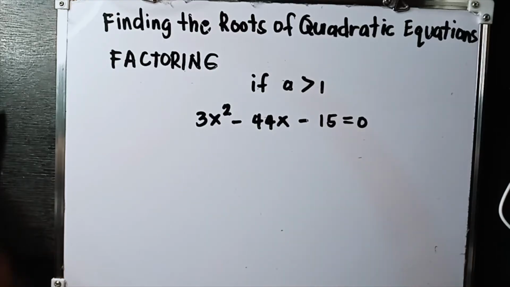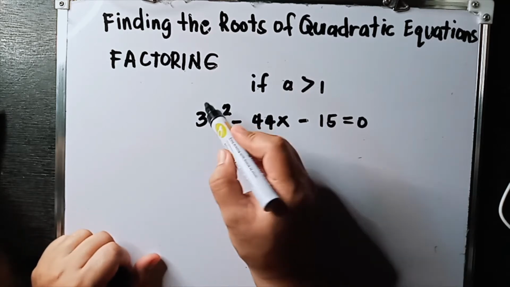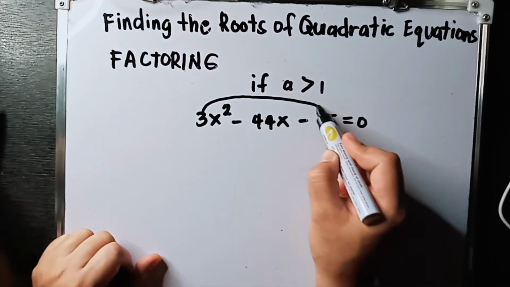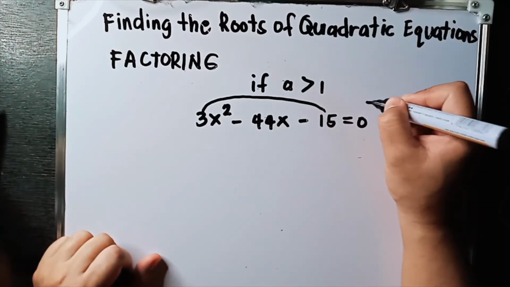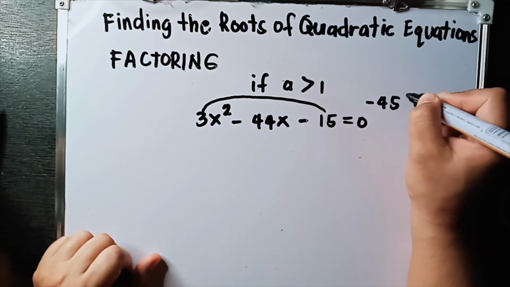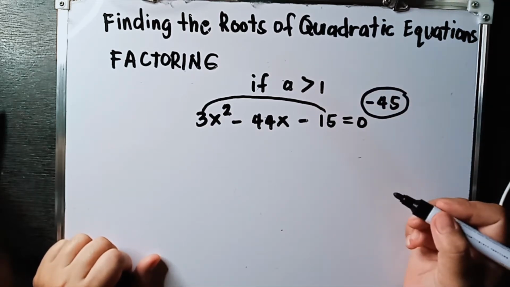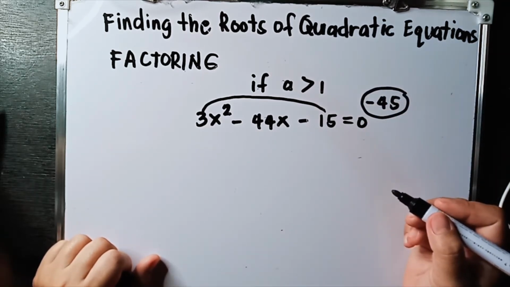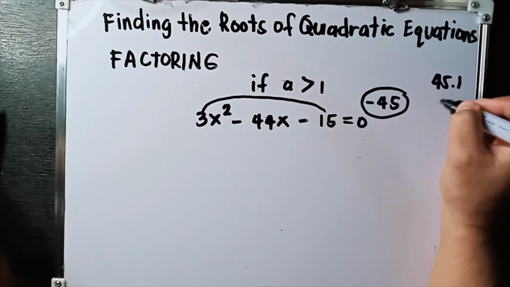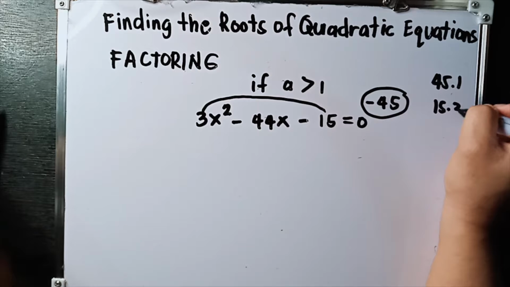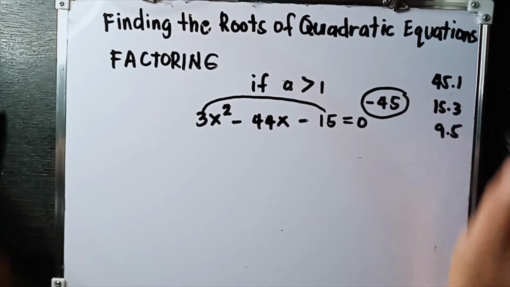So, here's another example if a is greater than 1. The first thing, again, we're going to multiply these, so 3 times negative 15 is negative 45. Lista na ngayon natin yung mga factors ni 45. Ano ba yung mga yon? 45 times 1, 15 times 3, 9 times 5.